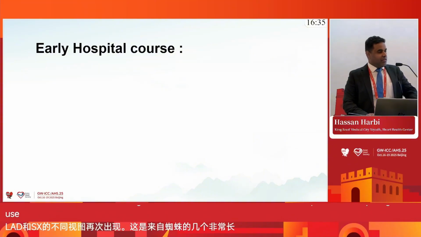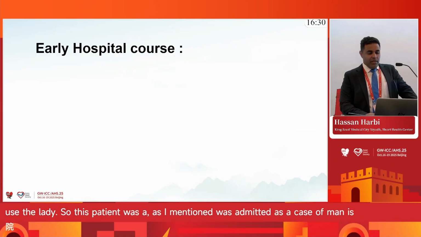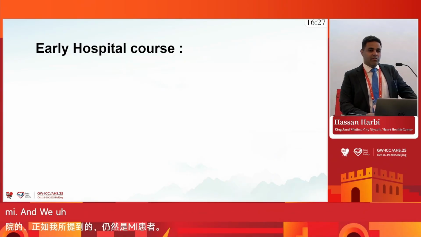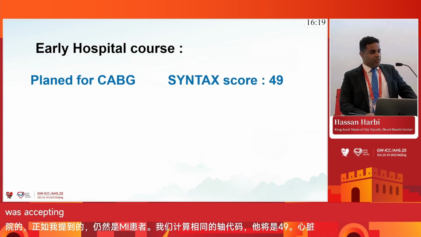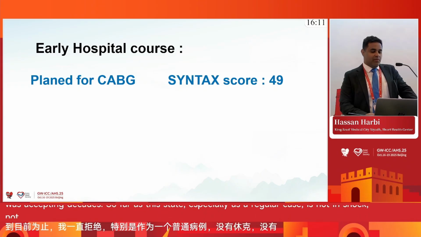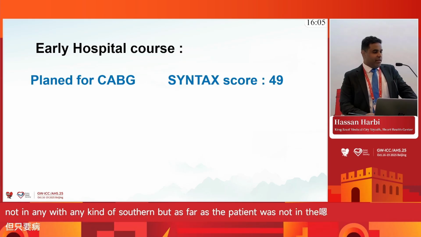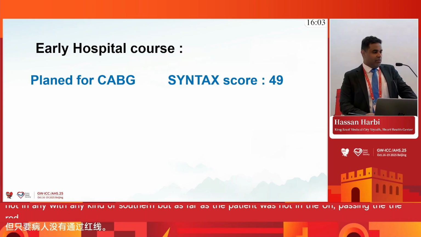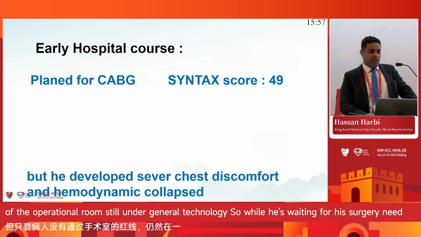So this patient, as I mentioned, was admitted as a case of non-ST elevation MI, and we calculated his SYNTAX score, which came to be 49, and the cardiac surgery team accepted the case. So far at this stage, this patient as a regular case is not in shock, not in any hemodynamic instability. But as the patient had not yet passed the red line of the operation room, he was still under general cardiology. So while he was waiting for his surgery, he developed chest pain and hemodynamic instability.